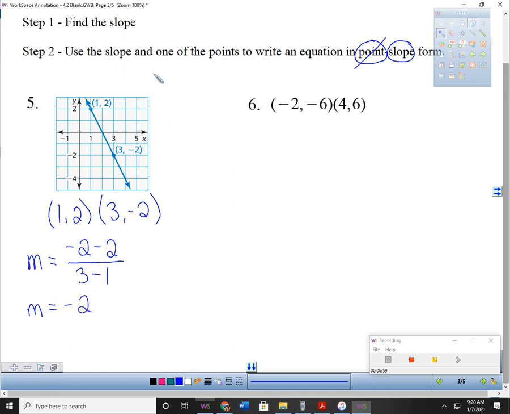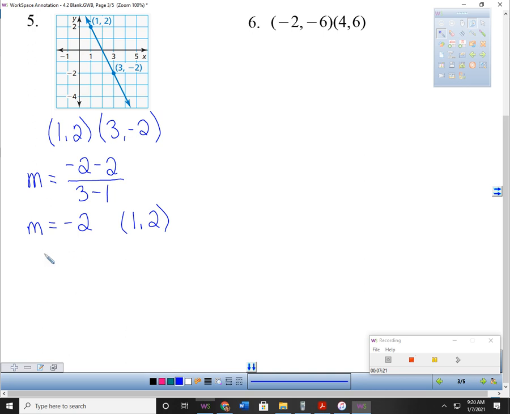Now I'm still writing in point-slope form. I have the slope, now I just need a point. So I can use either of these points. It doesn't matter. I want to try to avoid this double negative I will end up with if I use this point, so I'm going to use 1, 2. So now I have a point and a slope, and I'm going to use my point-slope form. So what does the point represent in your equation?